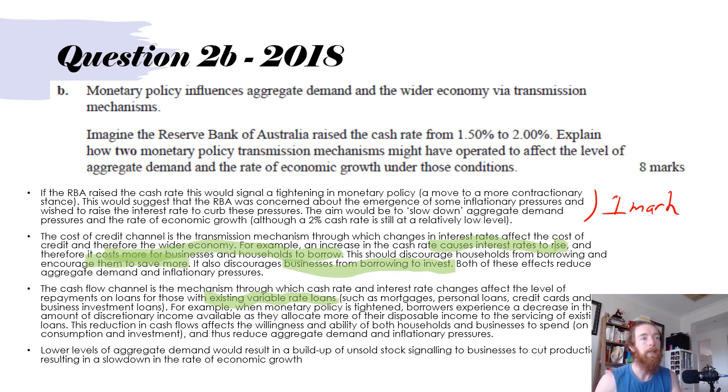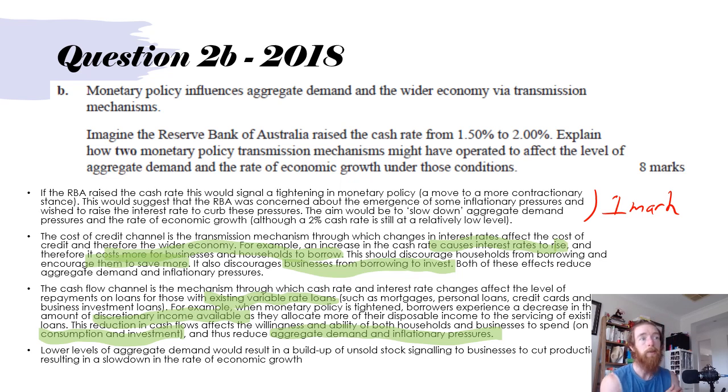For example, when monetary policy is tightened, borrowers experience a decrease in the amount of discretionary income available. That's the important part there, as they allocate more of their disposable income to servicing existing loans. This reduction in cash flows affects the willingness and ability of households and businesses to spend on consumption and investment. There you go, covering the key components of aggregate demand, and thus aggregate demand and inflationary pressures are reduced.